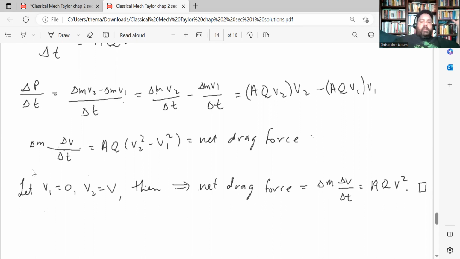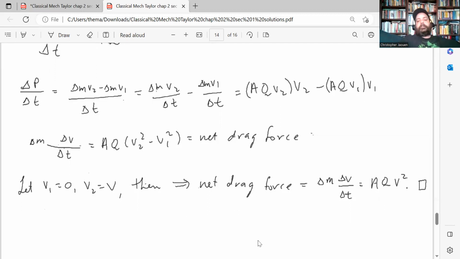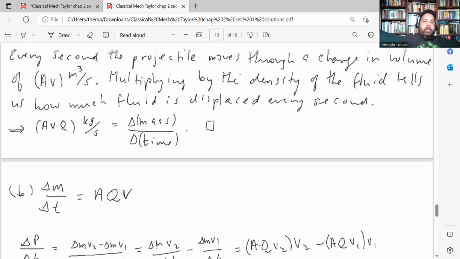That gives you the net drag force for any two velocities. But here, assuming that V1 is 0, so the projectile is moving through a stationary fluid, and V2 is V, so at time 2 the projectile has accelerated all of the fluid that it encounters to the same velocity V, plugging those numbers into the formula above gives the net drag force as delta M times delta V over delta T. Remember, that's mass times acceleration, which is force, and that's equal to A Q V squared, because V2 is V and V1 is 0. And that gives you the formula that he wanted us to derive.